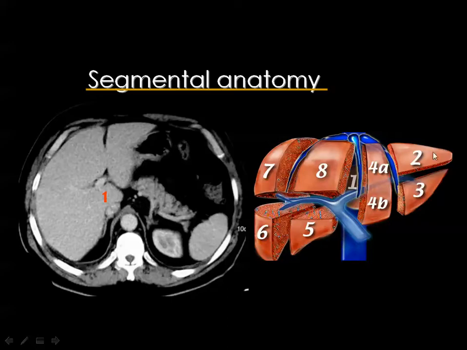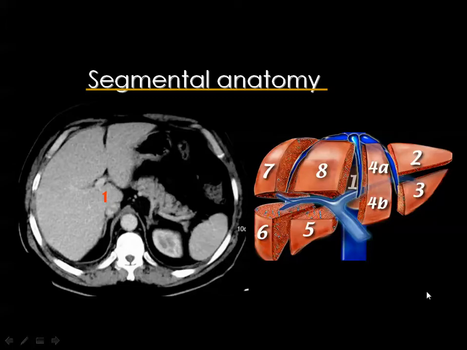This is the left lobe, and this is the right lobe. And you know that the left lobe is formed of the lateral segment and the medial segment. The right lobe is formed of the anterior segment and the posterior segment. Each of these segments is divided once more into two segments. One is above and one is below. Then, you should know that the part of the liver which is located between the portal vein and the IVC is the caudate lobe, and this is segment number 1.